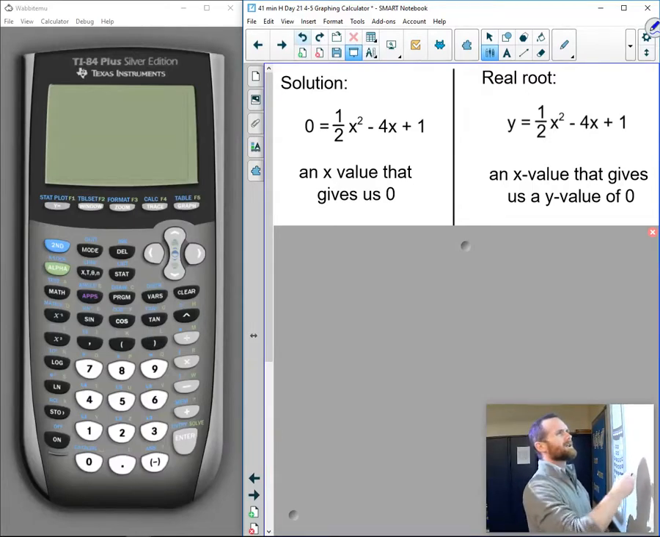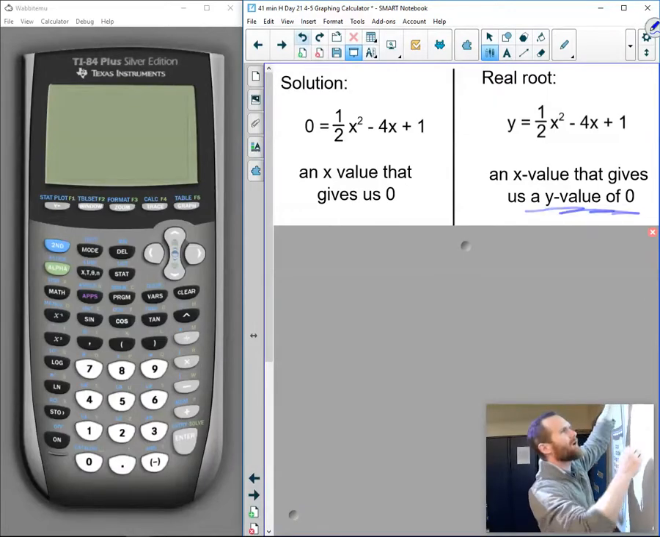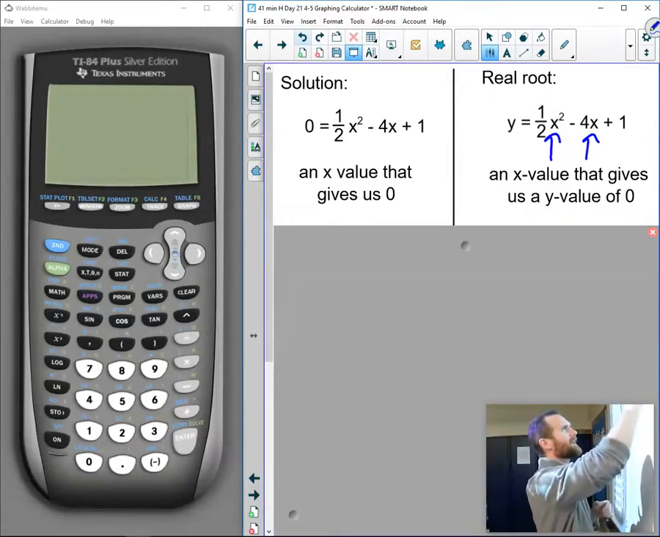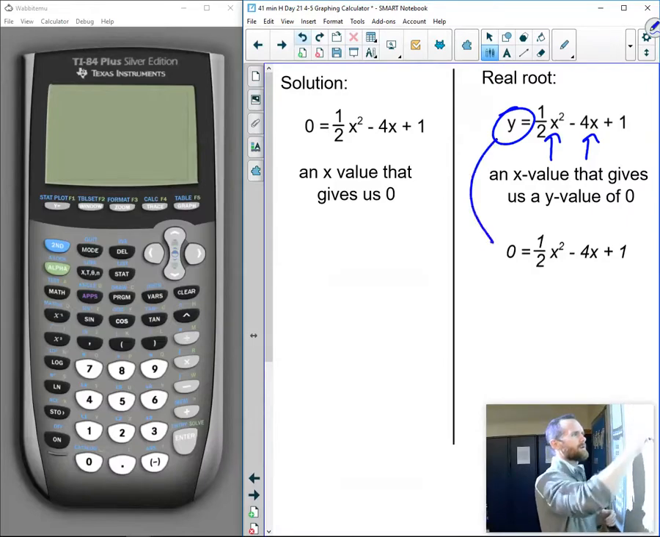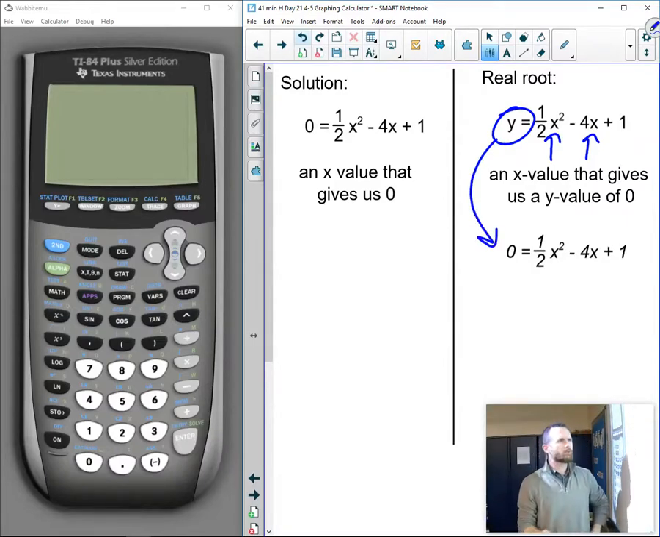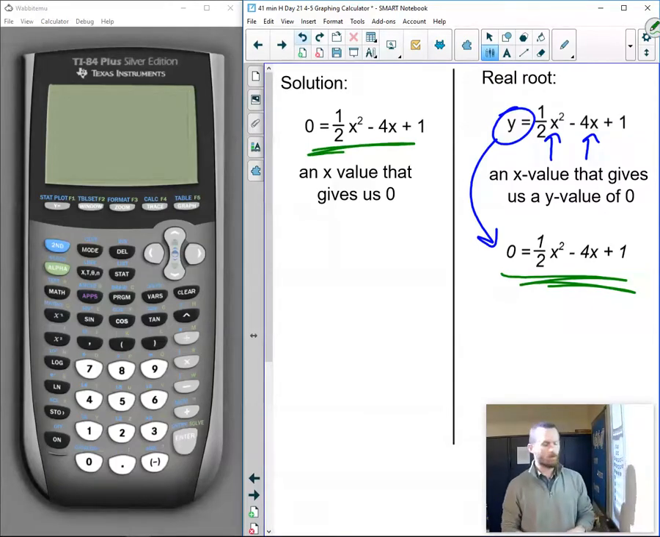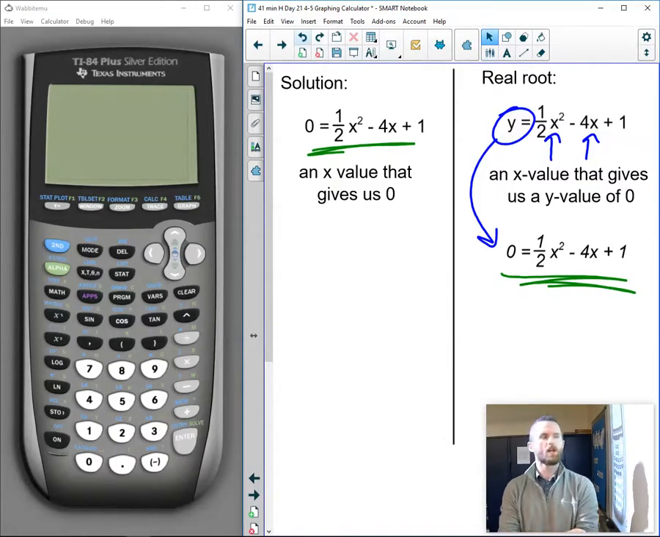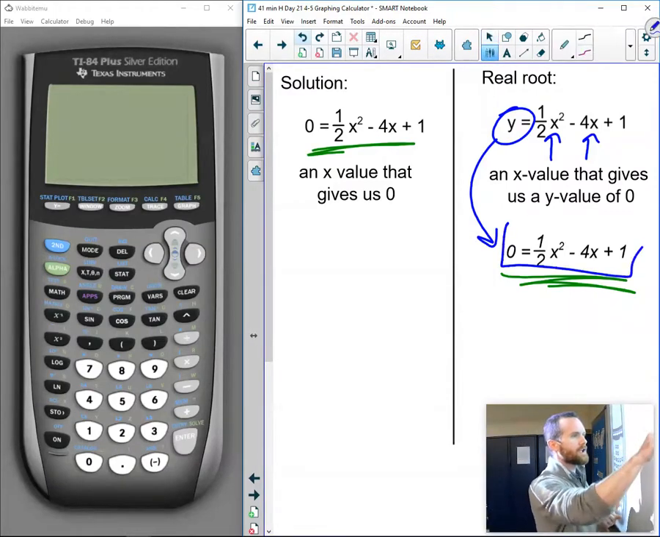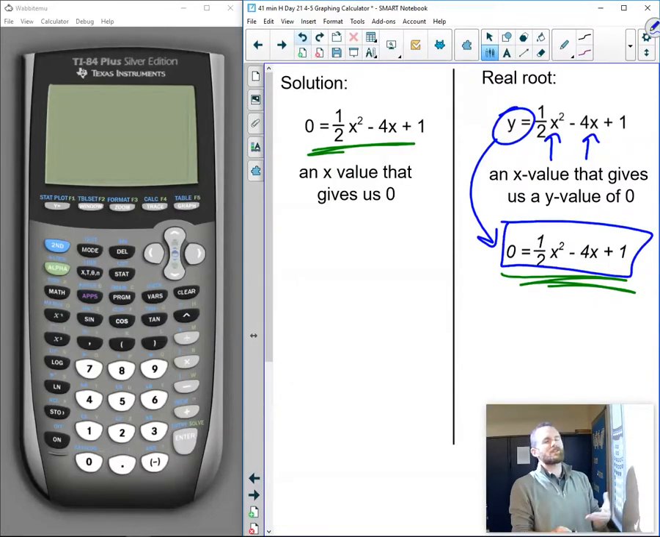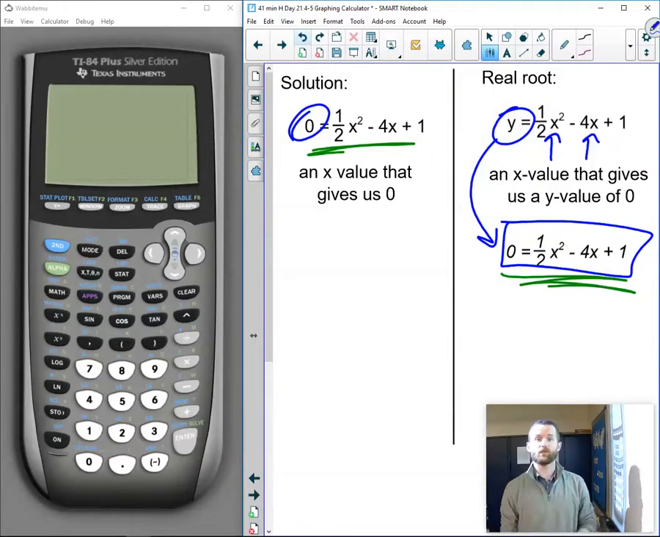So essentially, if we want an x value that gives us a y value of 0, if I plug in the x values, that's going to take this y and turn it into a 0. Which means we're going to get the exact same equation we had up here. So by finding the real root of a function, we're saying, we know a real root always has a y value of 0, so we're trying to solve this equation. So real root, you can almost imagine it as rewriting a function in terms of a quadratic equation in standard form, where 0 equals the quadratic expression.